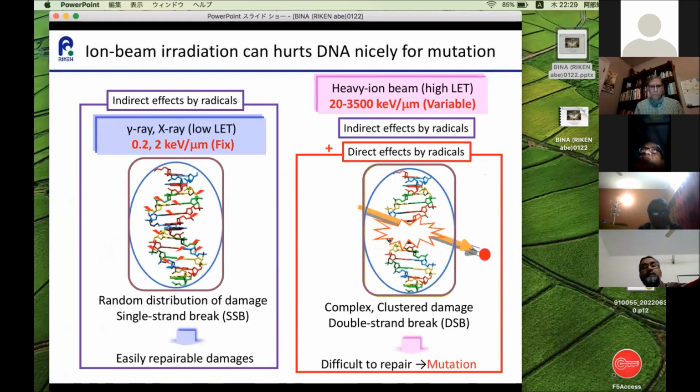Gamma and X-ray produce secondary radicals and cause single-strand breaks in DNA. The main effect of ion beam is direct damage to DNA, in addition to effects similar to gamma ray and X-rays. Ion beams make double-strand breaks and complex cluster damage. Those damages are difficult to repair. Deletion mutants and chromosomal rearrangements can be induced.